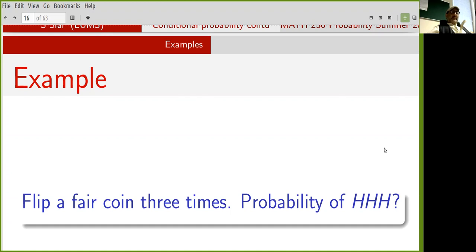It's a fair coin, so all of these outcomes are equally likely. And then the one outcome is the one that we want out of 8 equally likely outcomes. So the probability of 3 heads in a row is 1/8.